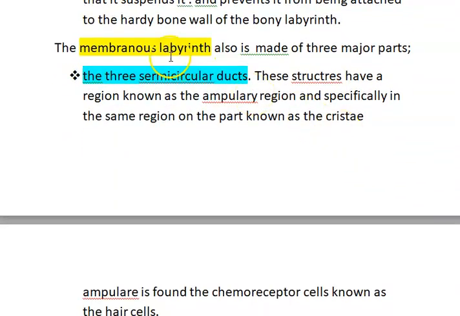Now, the membranous labyrinth, what is it made of? So join me in the next video when we hear about the membranous labyrinth.